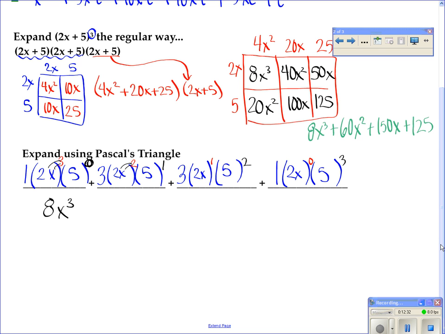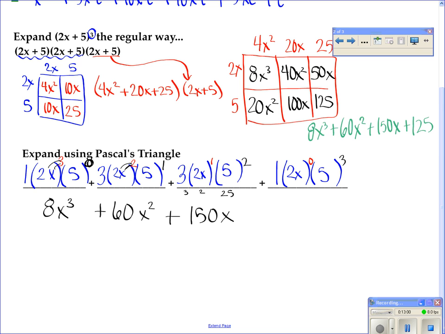60. And then we have x to the second power from right here. Okay, let's look at our numbers here. We have a 3, we have a 2, and what's 5 squared? So we need to take 3 times 2 times 25. 150 and just an x, right? X to the first power.